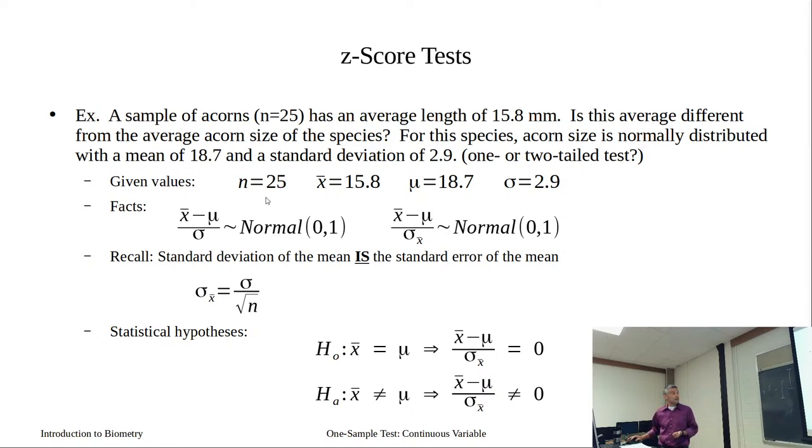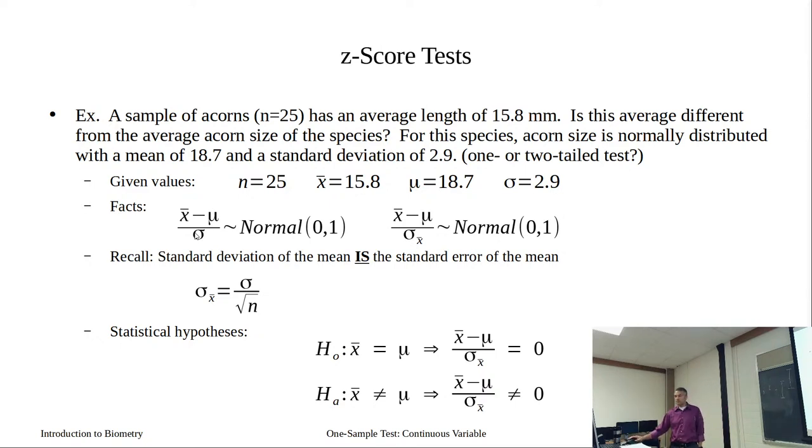We know our sample size of 25. We know our sample mean, X bar, is 15.8. We know our population mean, mu, is 18.7. And we know our population standard deviation, 2.9. Now remember, if we did our sample mean, our x bar minus the mu divided by the standard deviation, that gets us to a normal 0,1. It gets us to a z, right?